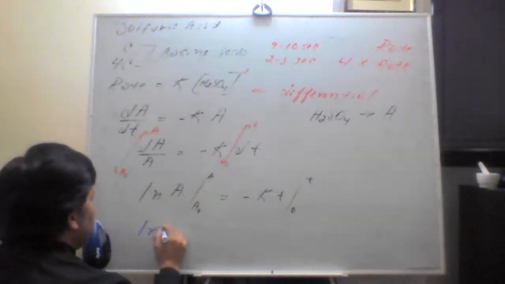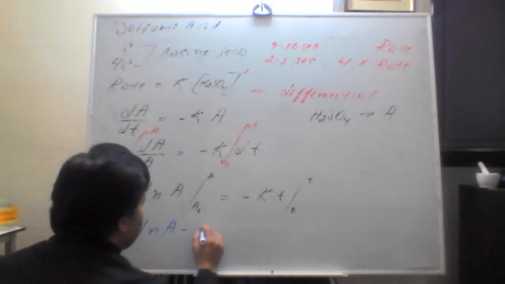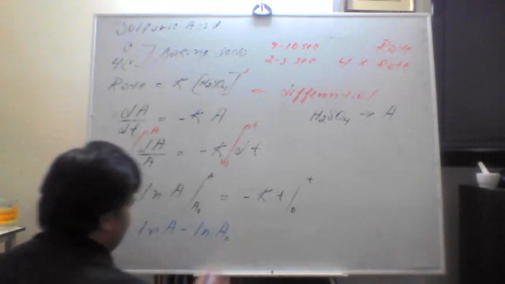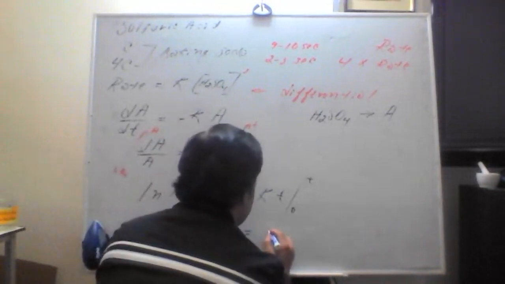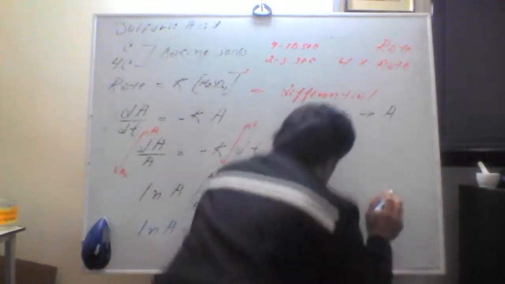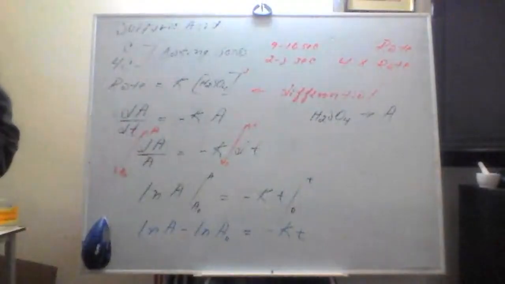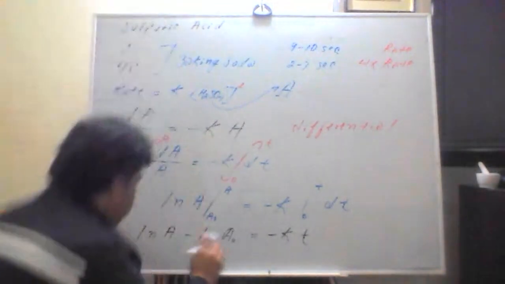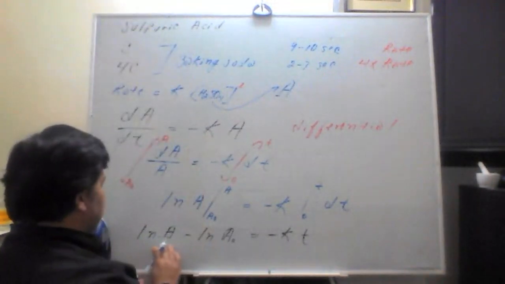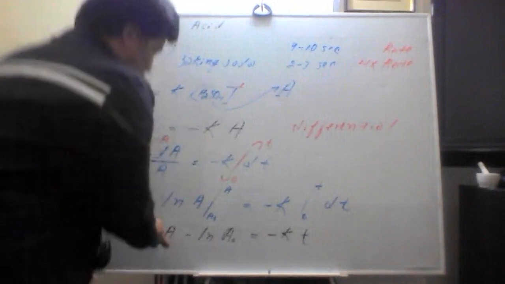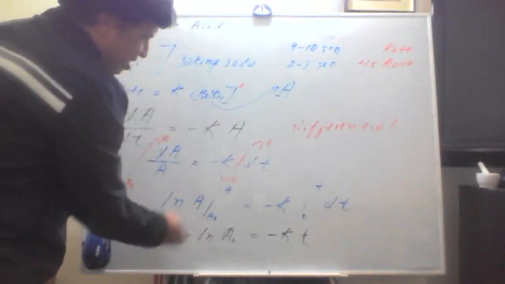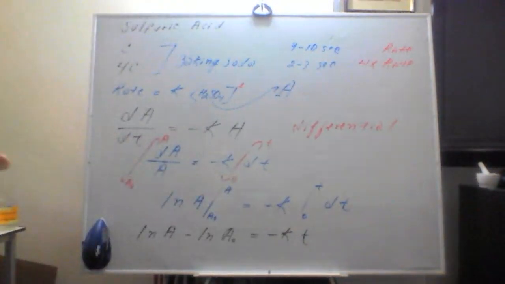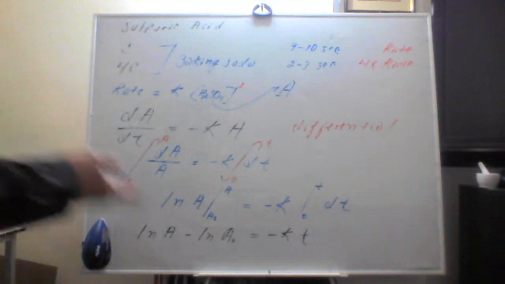That the natural log of A minus the natural log of A0 is equal to minus kt. But then we can write it in some other format. You're mostly interested in obtaining a concentration and then getting a rate based on that concentration that you are given in a question. So to do that, we will have to write it into another format.